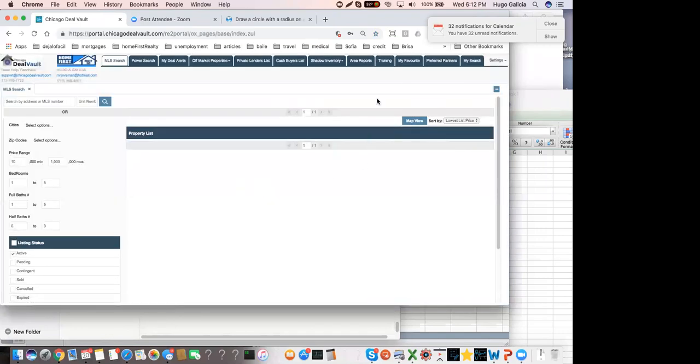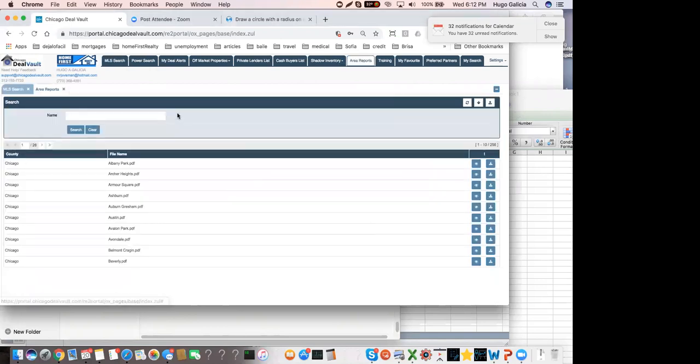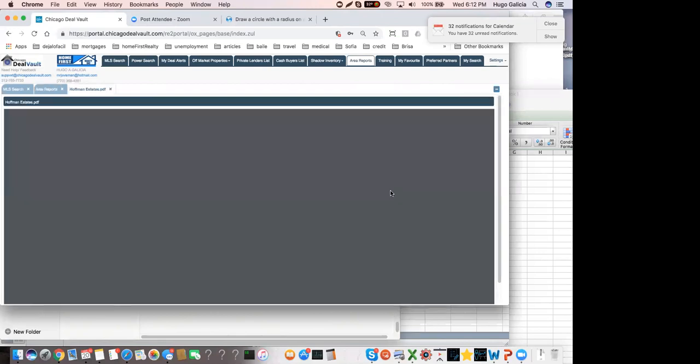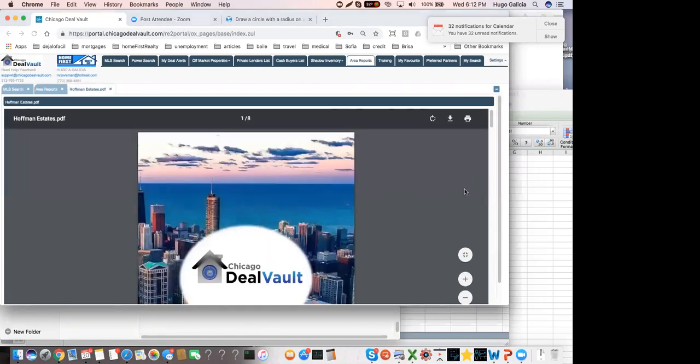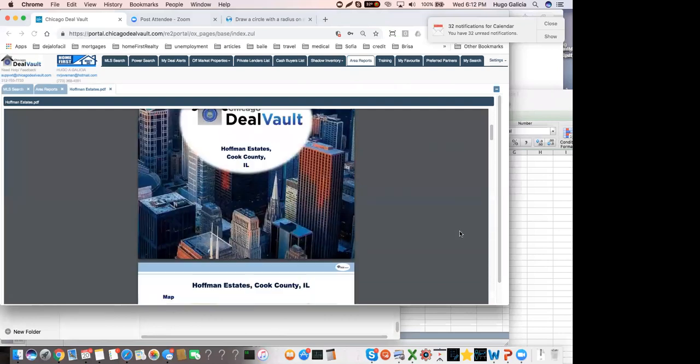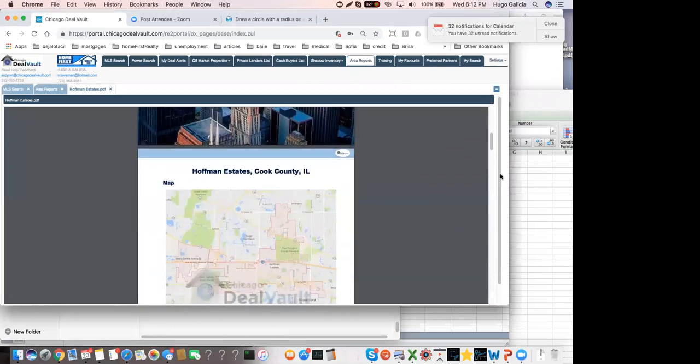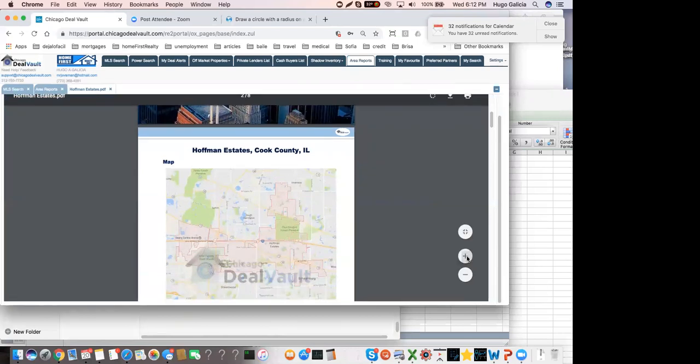Okay, so you guys gave me some areas. The first one that I'm going to take is, somebody gave me Hoffman Estates. So we're going to take a look at a few areas that you sent out. I'm going to click on area reports, okay? So Hoffman Estates, okay, this is Hoffman Estates. So we're gonna pull up Hoffman Estates, okay? I'm gonna maximize the size of the report so you can see this better.